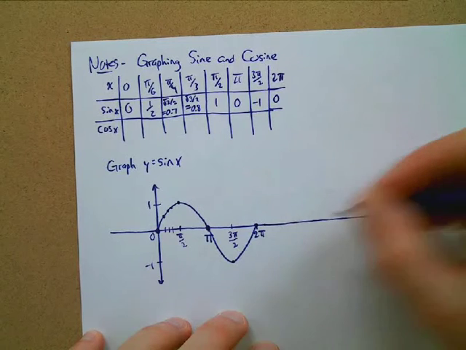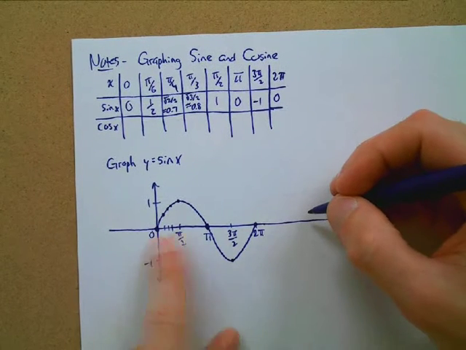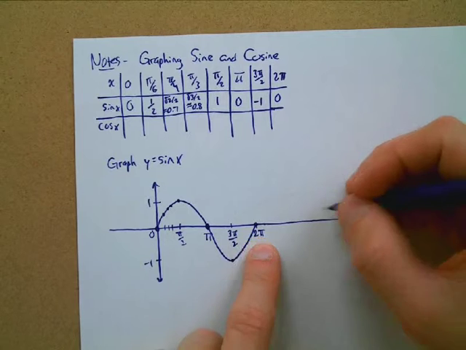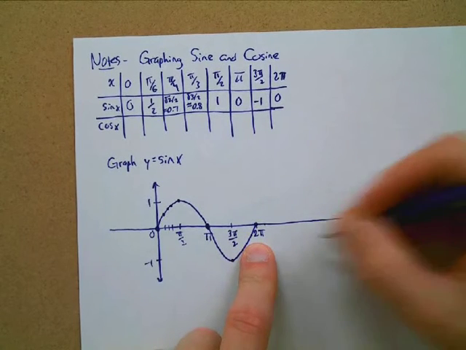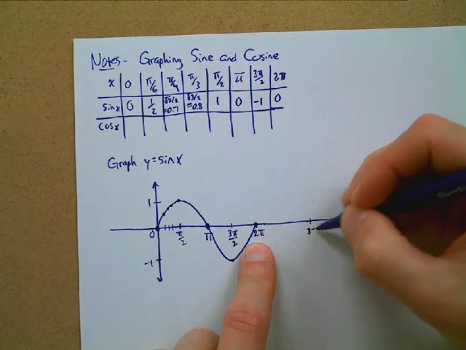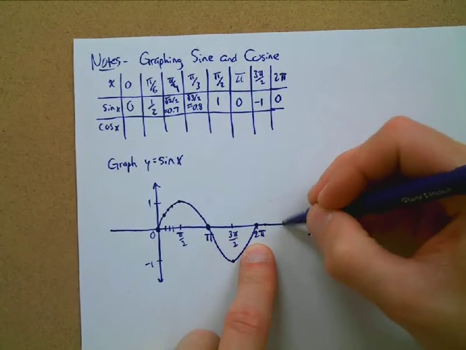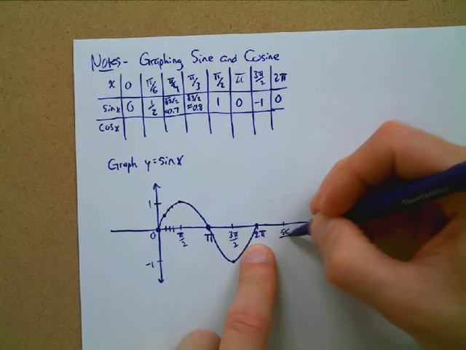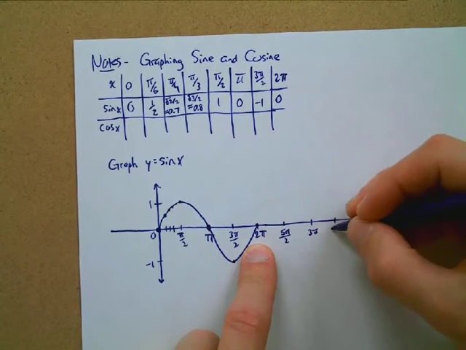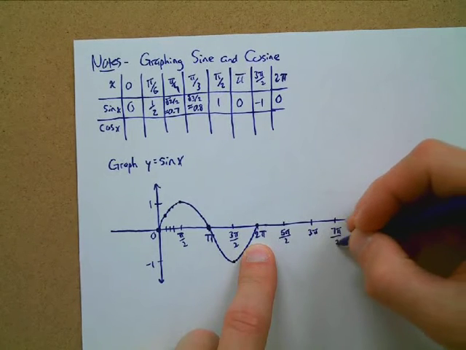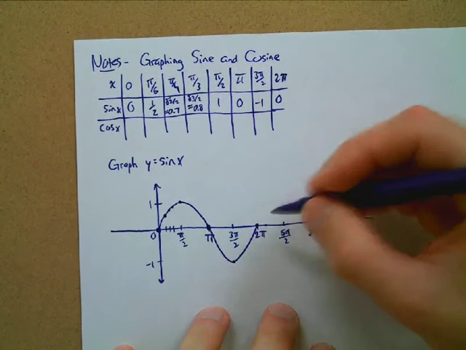Okay? So let's see here. 0 to 2 pi, and if I wanted to keep going, well, I'll go 2 pi out to then 4 pi here. And so that makes this 3 pi, and this will be 5 pi over 2. And then this will be 7 pi over 2. Okay? And so it's going to look something like this.